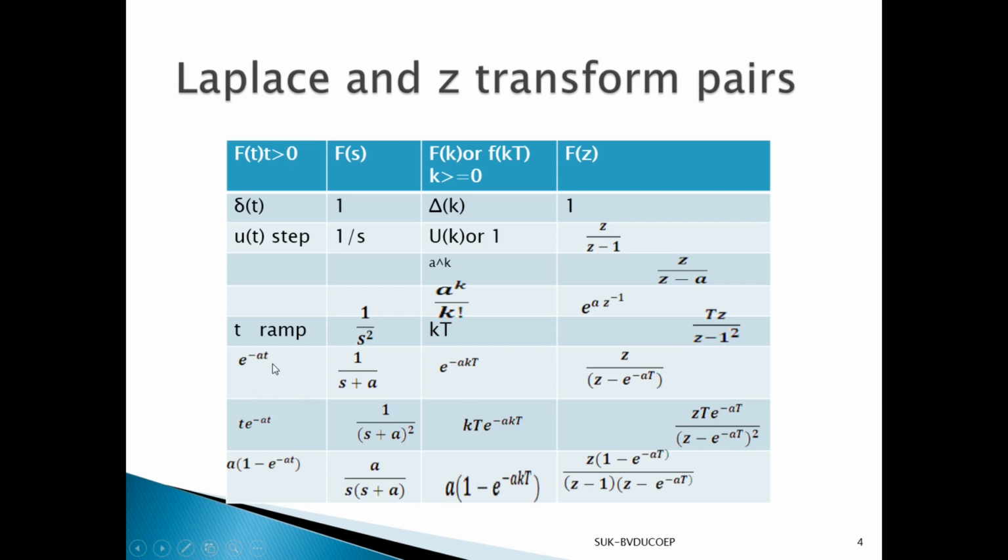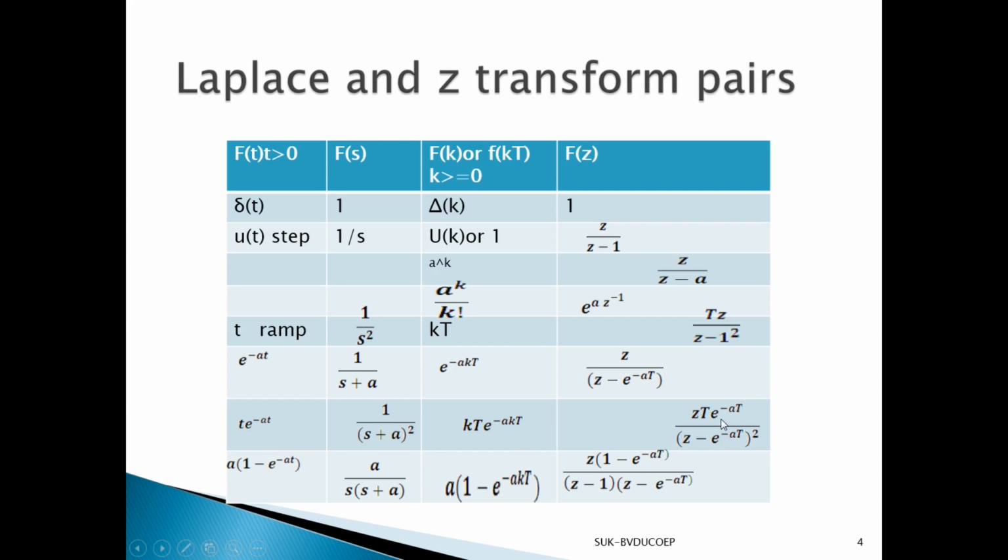Similarly, e raised to minus at, that is an exponential function. It's written in Laplace as 1 upon s plus a, and this sample signal e raised to minus at, every instant it is increasing, e raised to a, or decreasing, e raised to minus. So this is the z transform. This is multiplication by time t, 1 upon s plus a square.